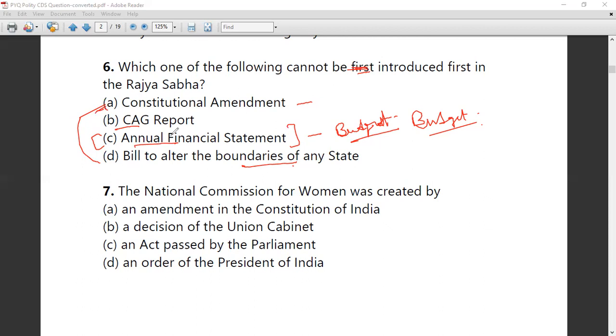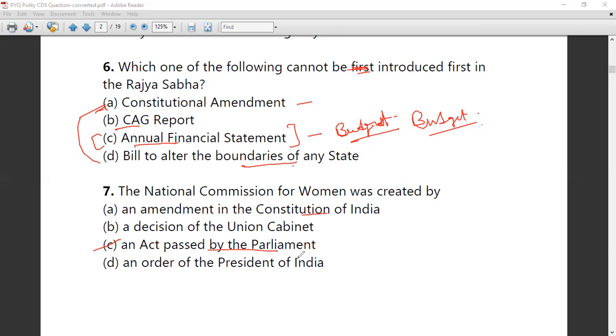Next question we can see here. The National Commission for Women was created by. It is actually factual data which you need to memorize. See, here we will see the answer. An amendment in the Constitution of India? No, it is not. It was not an amendment. Actually, it was an act which was passed by Parliament. Yes, this is the correct answer. So the National Commission for Women was created by an act passed by Parliament. That you should remember.